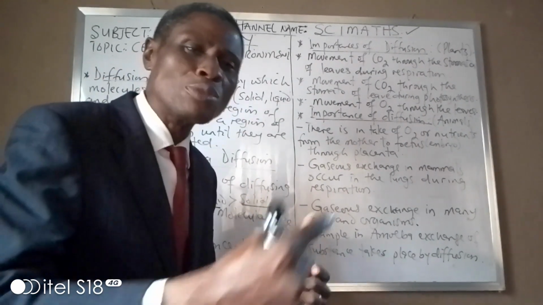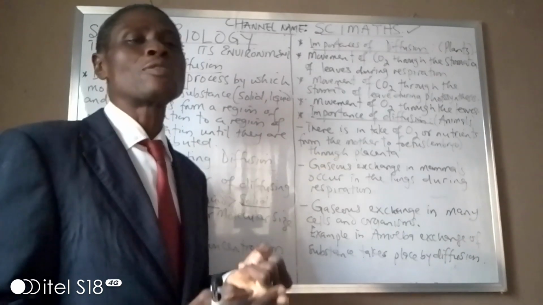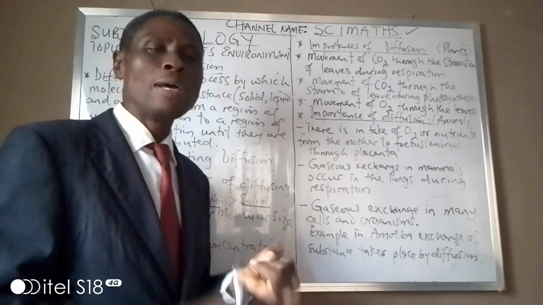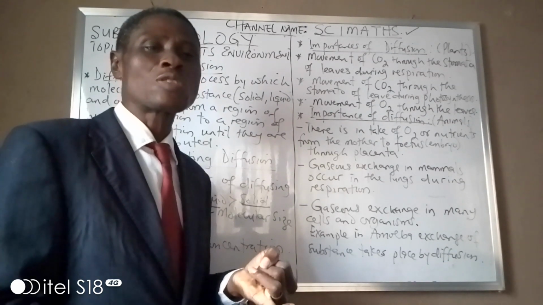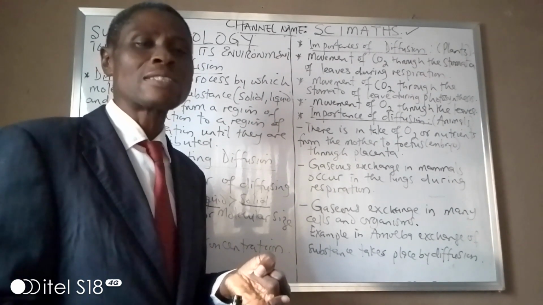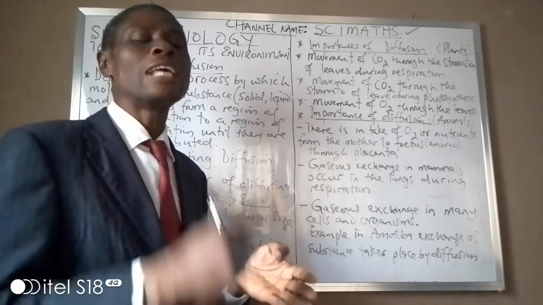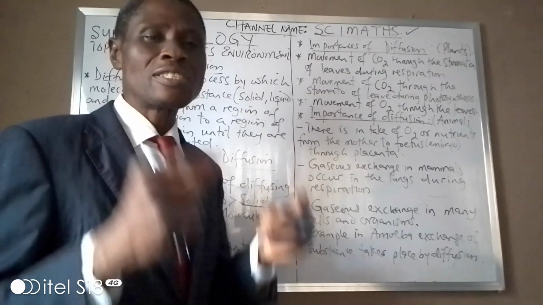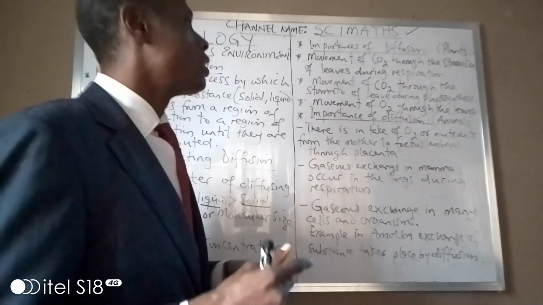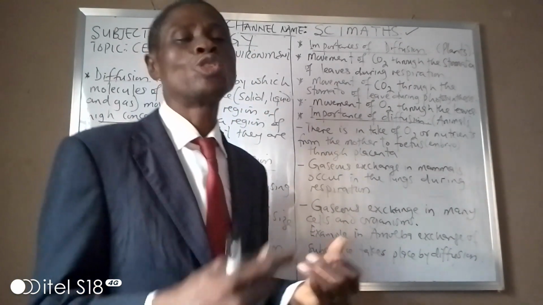So the faster they move, the faster the rate of diffusion. So we are able to see the factors affecting rate of diffusion. One of them is what? The state of the matter, either solid, liquid or gas. And then the second one is what? The size of the molecule, the molecular size. Third one is the differences in the concentration. And then the last one is called what? The temperature. Now, having said that, let us now look at the importance of diffusion.